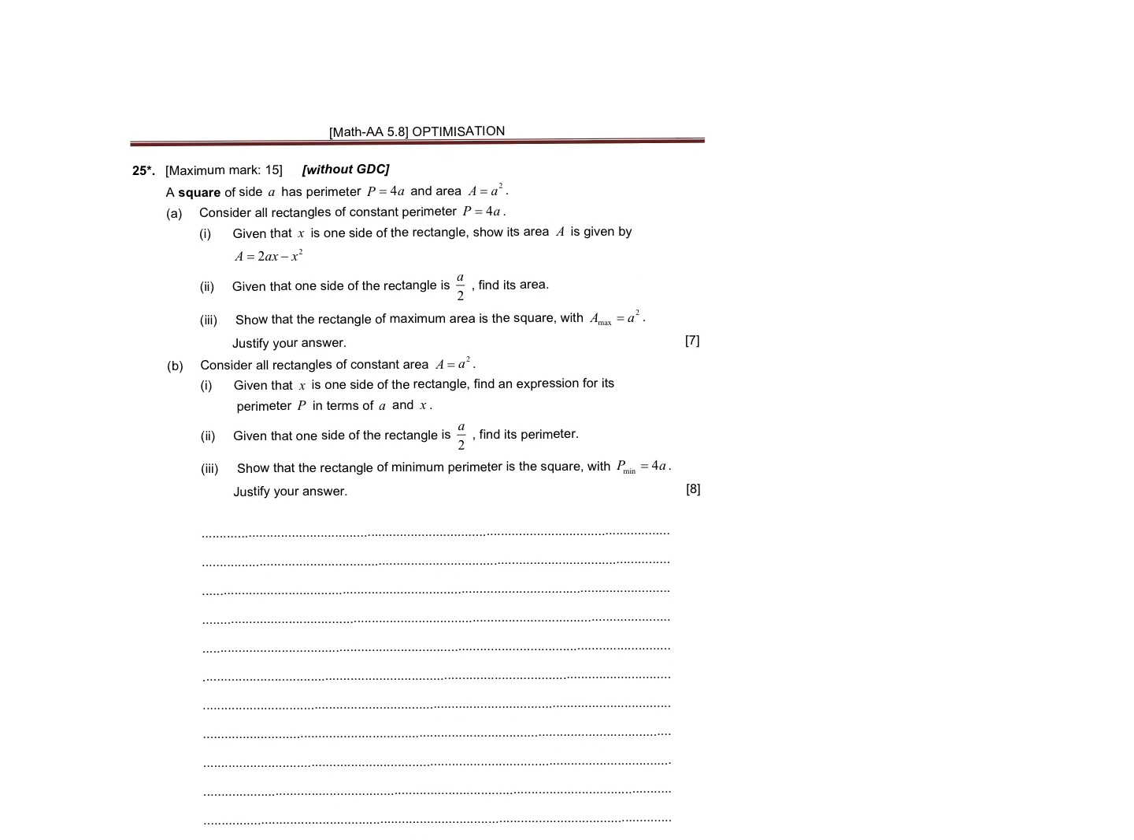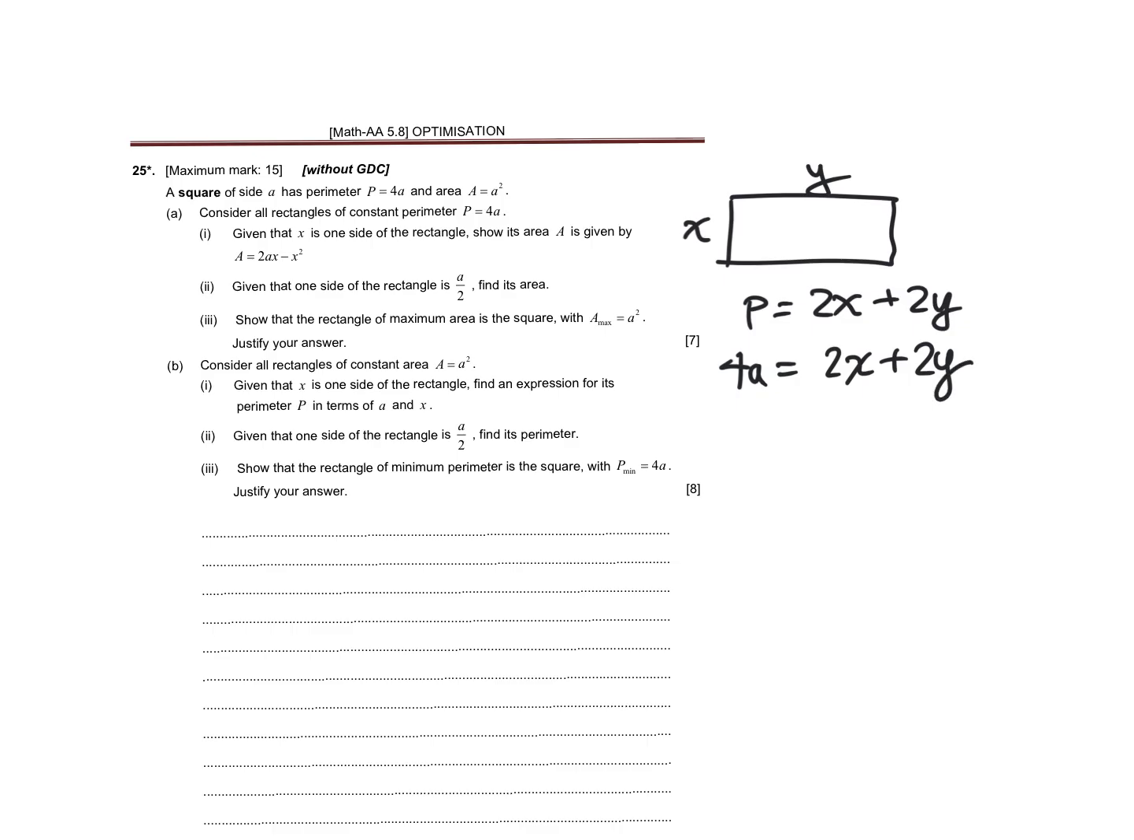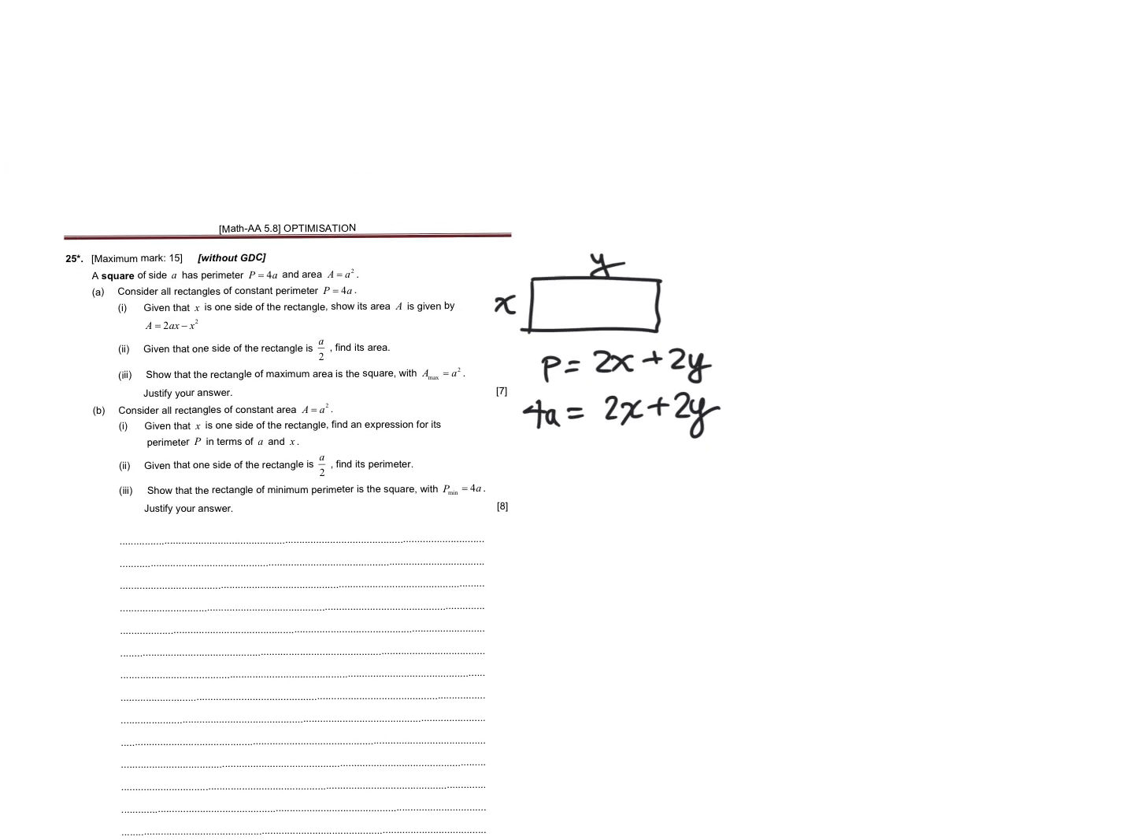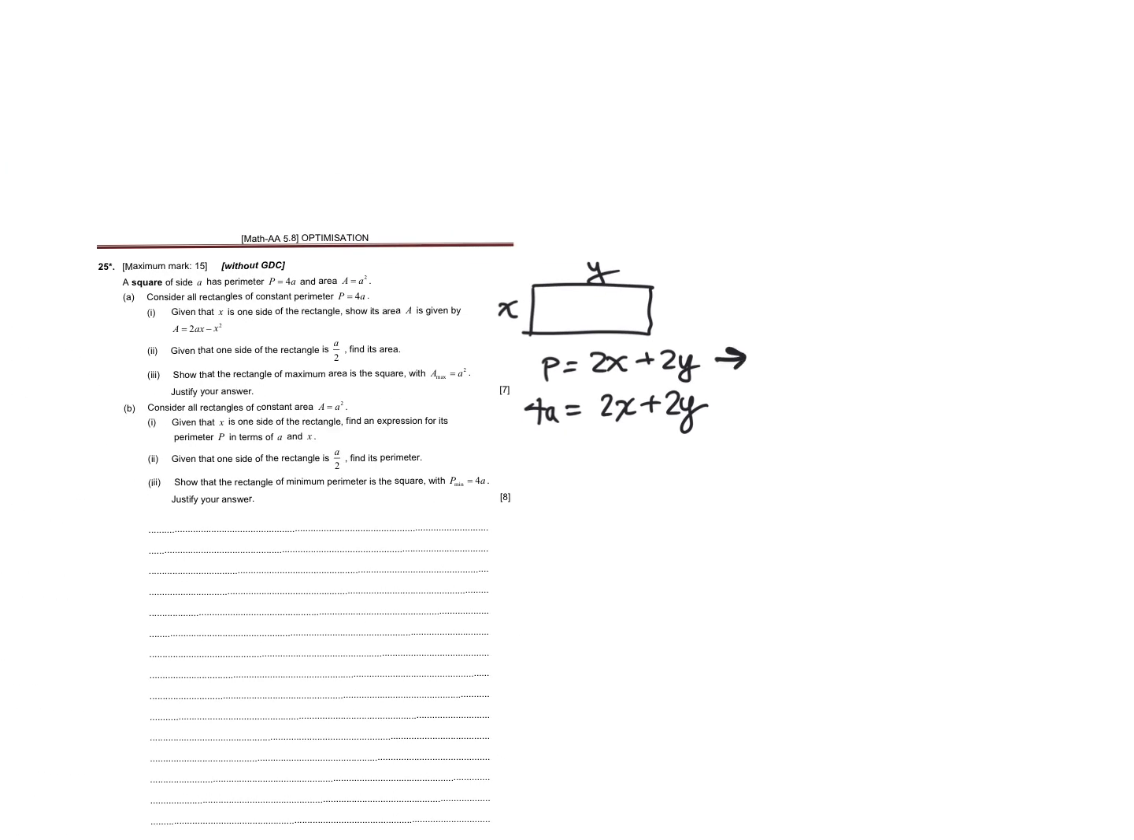Okay, so we have a rectangle with side lengths x and y. So the perimeter is 2x plus 2y, and that's going to be equal to 4a. And we have to make it look like that. Okay, so if we take this, we'll solve this one for y.